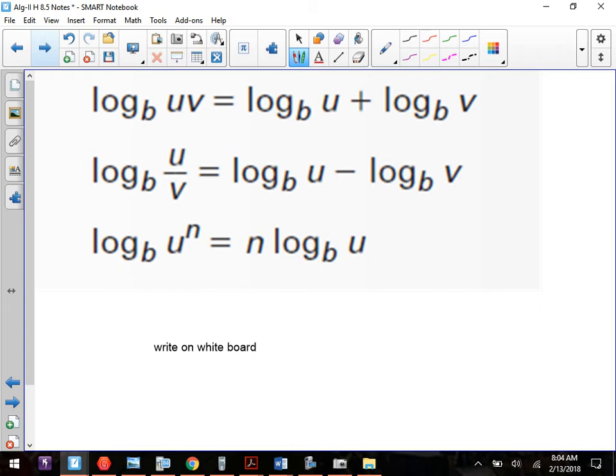Log base b of u times v can be split apart into log base b of u plus log base b of v.